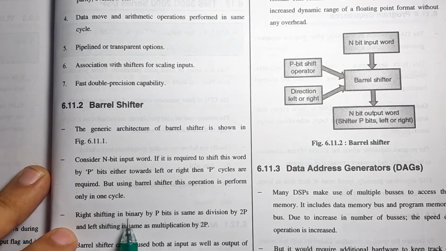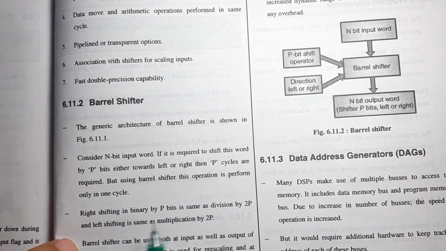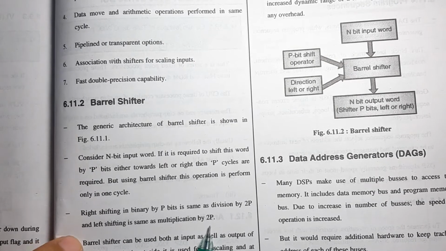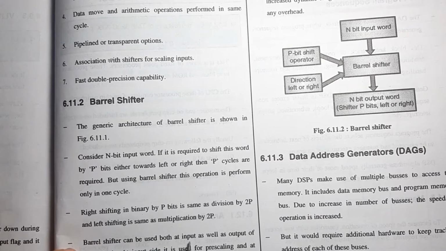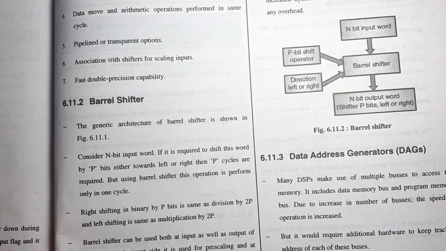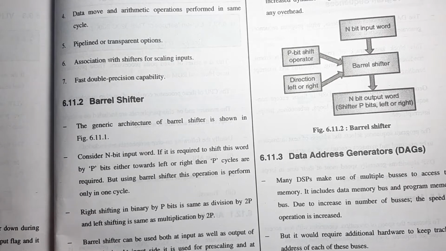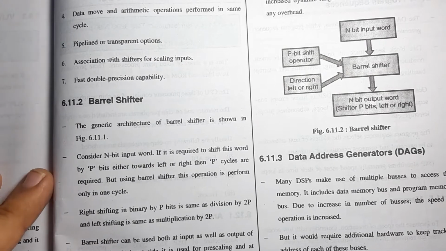Right shifting in binary by p bits is the same as division by 2^p, and left shifting is the same as multiplication by 2^p. Now, a barrel shifter can be used both at the input as well as the output of your MAC logic. At the input side, it is used for pre-scaling, and at the output side, it is used for post-scaling.